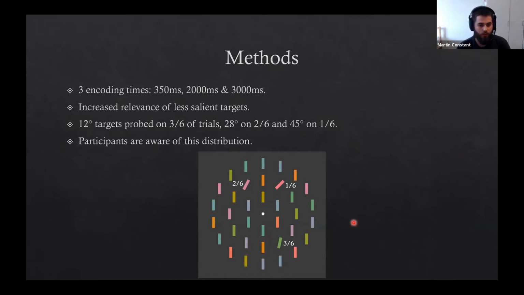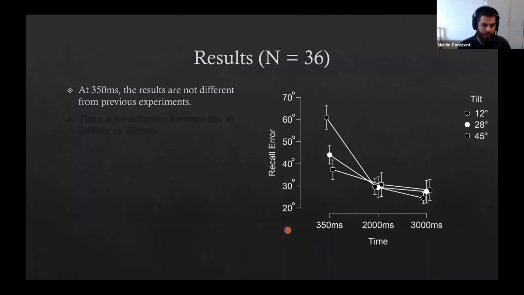So they knew that it was beneficial to encode the 12-degree more precisely for improving their task performance. And we do find again that at 350 milliseconds there is a saliency effect, and it's not different from previous experiments. So, okay, that's expected, because 350 milliseconds is not really a long time to develop top-down control.